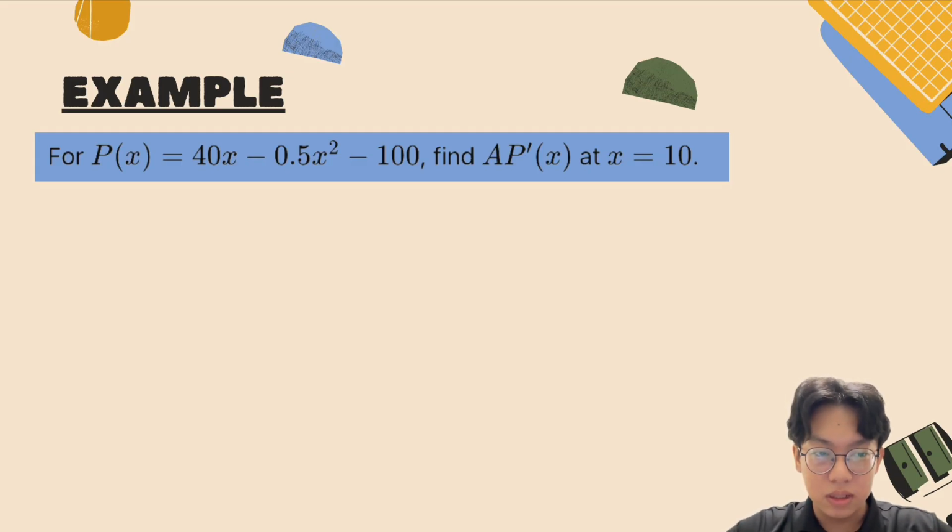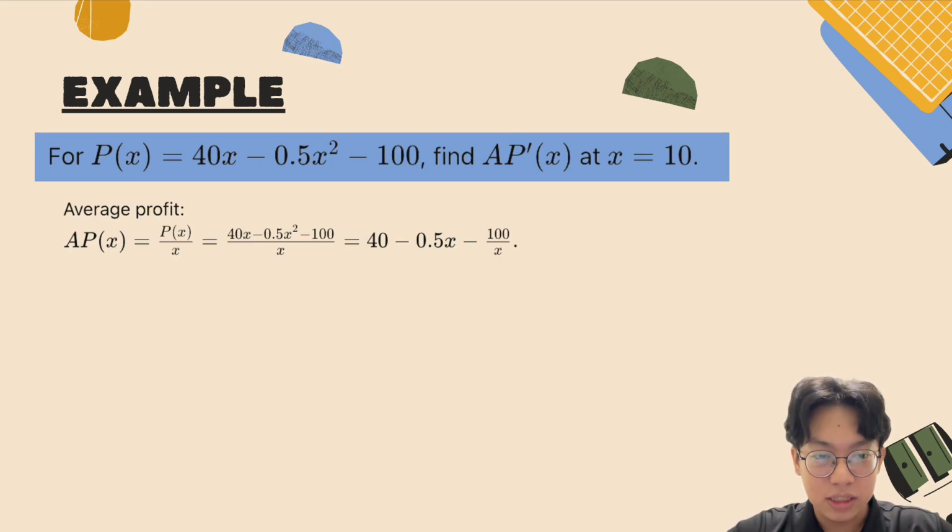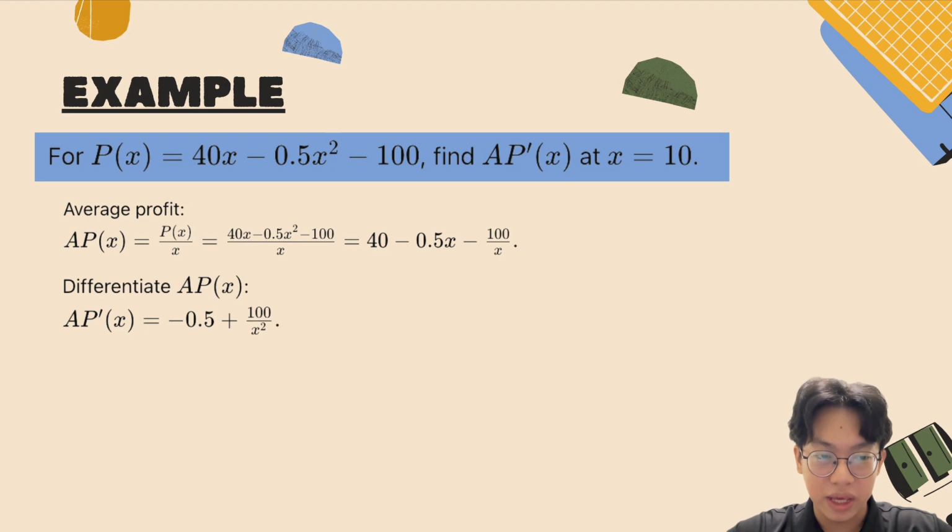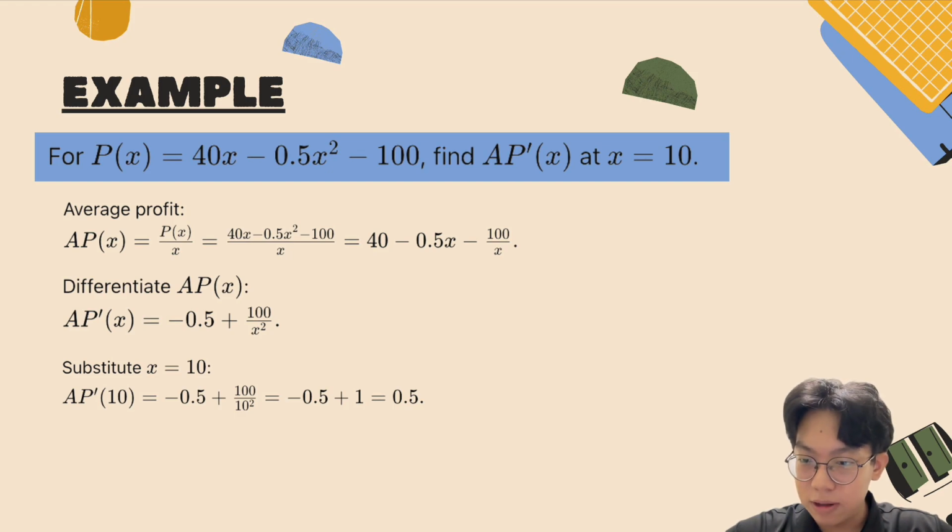Let's break it down with an example. Suppose the profit function is 40x minus 0.5x squared minus 100. Find AP prime of x at x equals 10. We use the AP of x equals P of x over x formula to find the average profit function, which is 40 minus 0.5x minus 100 over x. Then, we continue by differentiating it to get AP prime of x equals minus 0.5 plus 100 over x squared. Then we substitute x equals 10, so AP prime of 10 equals minus 0.5 plus 100 over 10 squared, which equals 0.5.